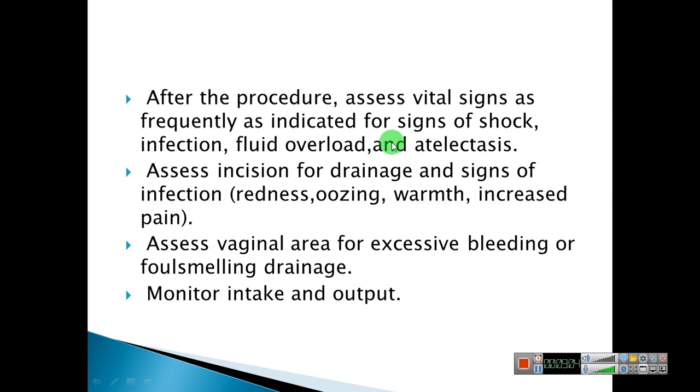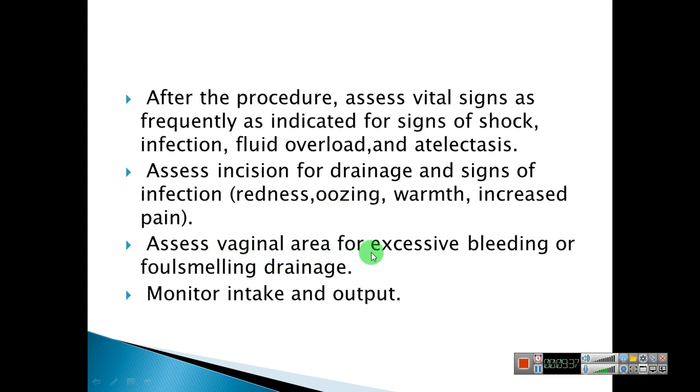After the procedure, assess vital signs as frequently as indicated for signs of shock, infection, fluid overload, and atelectasis. Assess the incision for drainage and signs of infection. What are the signs of infection? Redness, oozing, warmth, increased pain, fever. Likewise, you have to assess the signs of infection.